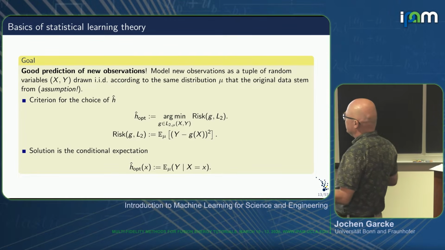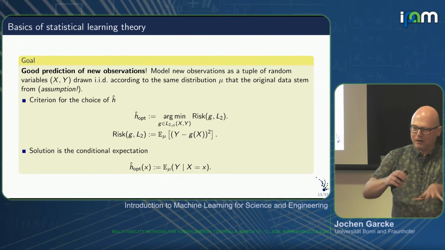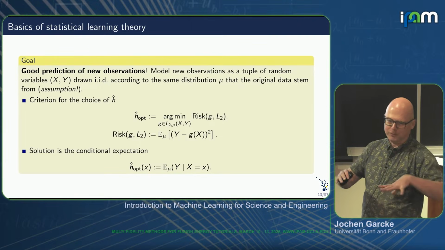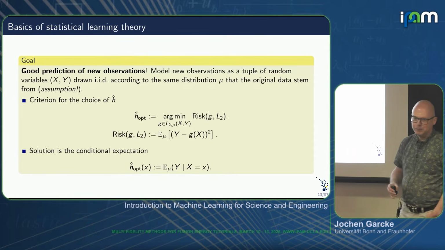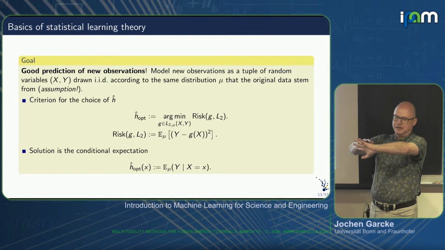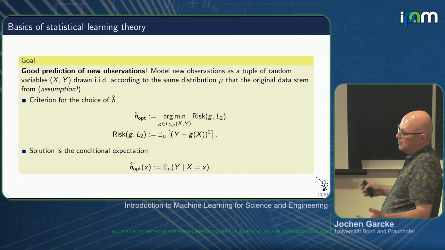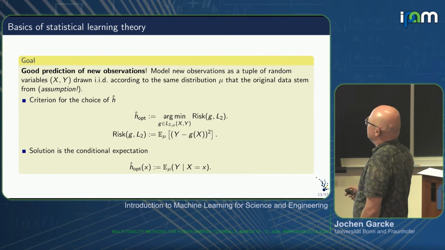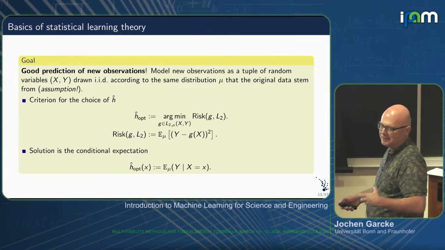And when can we do that? If the new observations are similar to the old observations. Otherwise, there's no real hope to be able to predict something given my training data. So the training data and my testing data should be from the same random distribution. And this is the key assumption, which one should never forget. That is the key assumption.